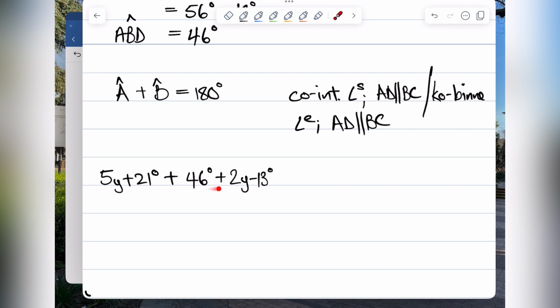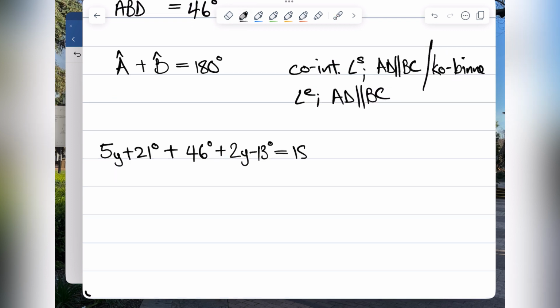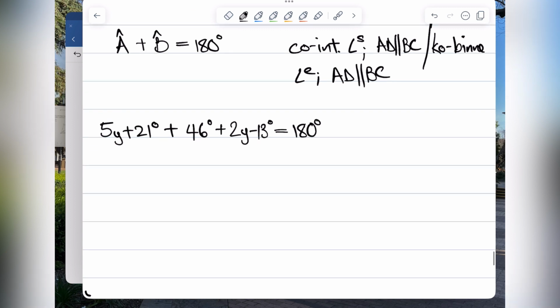So what I've written here now is the same thing, just using substitution for angle A, which is 5y plus 21, and angle B, which is this whole piece over here, which is 46 plus the 2y minus 13. And all of that is equal to 180 degrees. We don't need to write the reason again. We already did it in the first line. And now what's left to do is we can see there's only one unknown in this equation, which is y. And that is what we want because we want to solve for the value of y.